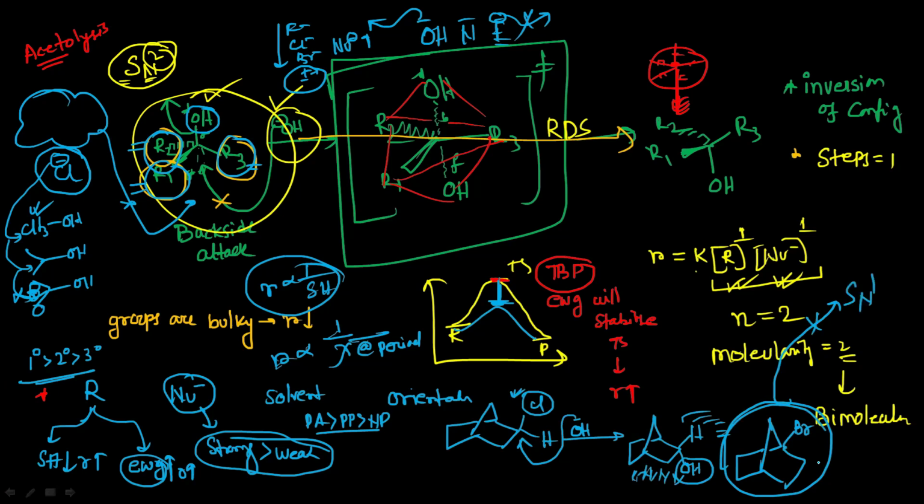But for SN2, what happens? Backside attack happens. Suppose my nucleophile is OH minus. OH minus has to approach from here, but the bridge ring is in the front side. So this will not allow OH to approach. So in this substrate, neither SN1 nor SN2 is observed. Okay. So we have dealt with SN1 and SN2.